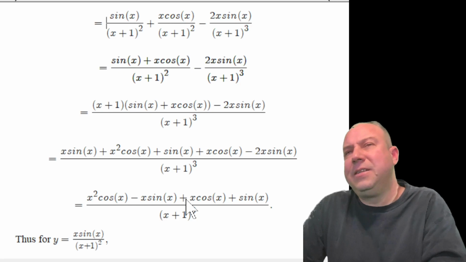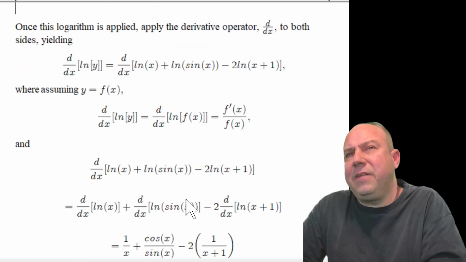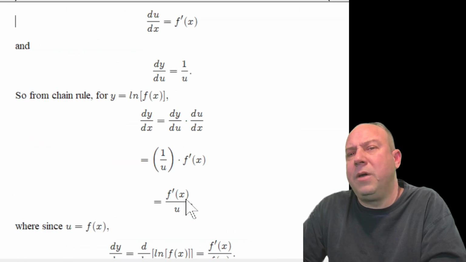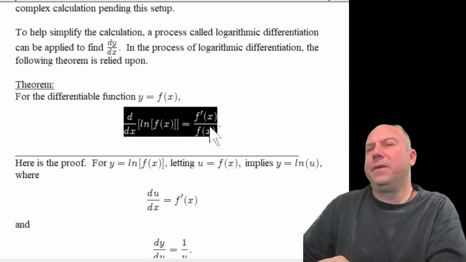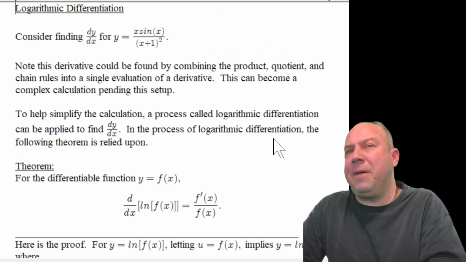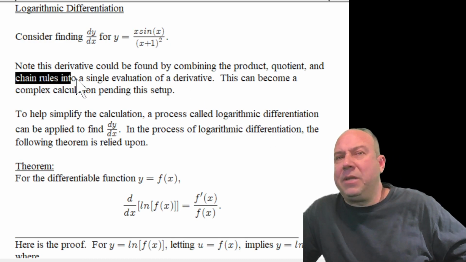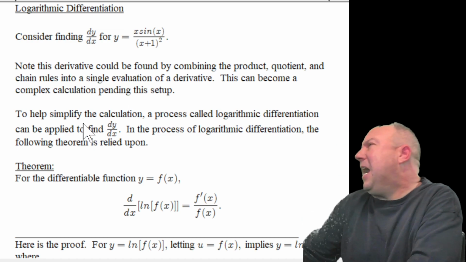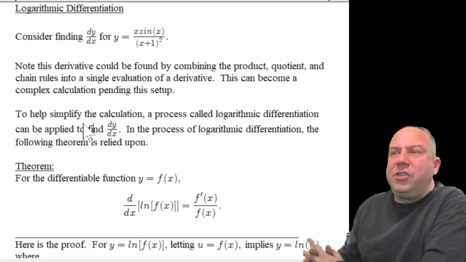That is logarithmic differentiation, folks. It does exploit our laws of logs and that derivative result for the logarithm of a function, this derivative result seen right here. And it can be used to simplify sometimes some complex combinations of our rules: product, quotient, chain rule combinations. So that's just an additional technique known as logarithmic differentiation.